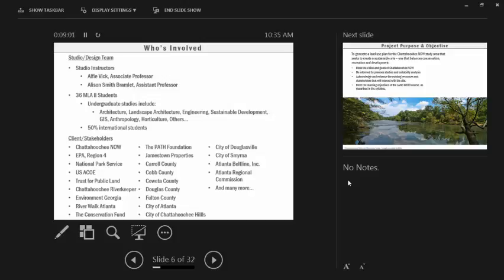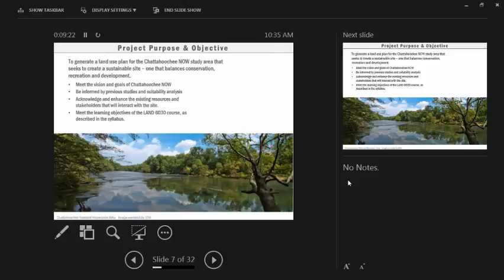And those students had really interesting backgrounds, a number of different backgrounds, different ologies: anthropology and ecology and biology, but also architecture and engineering and so forth. So we had a good diverse group. And then all the stakeholders on this project, all the different agencies involved. Okay, so that's who was involved.